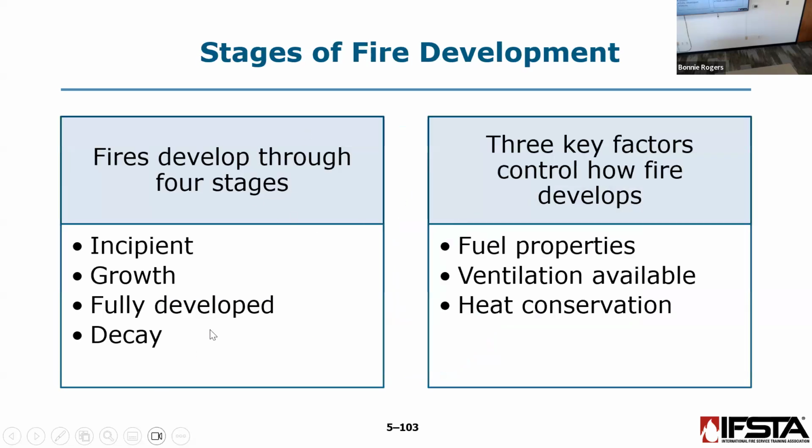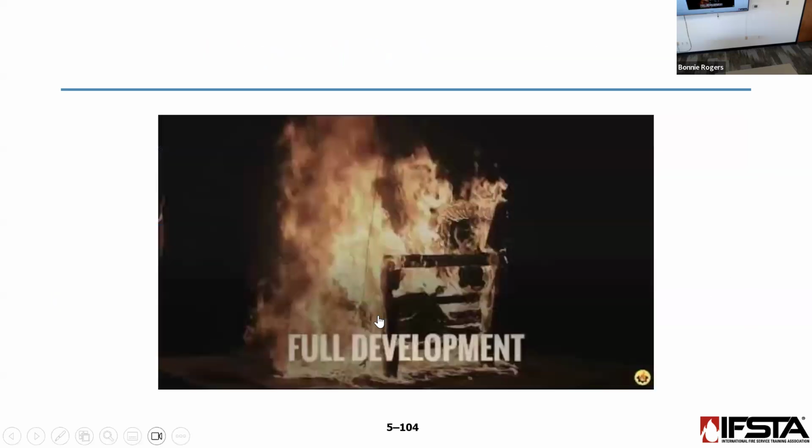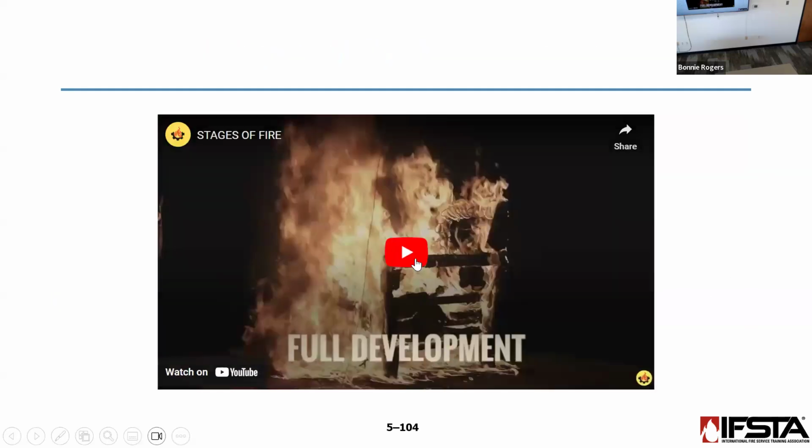All right, we talked about the 4 stages here. And the 3 key factors that control how fire develops are the fuel properties, the ventilation available, and then the heat conservation. Here's another video for you guys. I can't remember exactly how long this is.